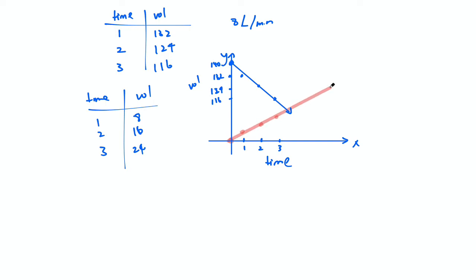So this one will be pointing upwards. So let's say this is 8, let's say this is 16. This one's pointing upwards while this one's going downwards, okay? That's the main difference between these two graphs.